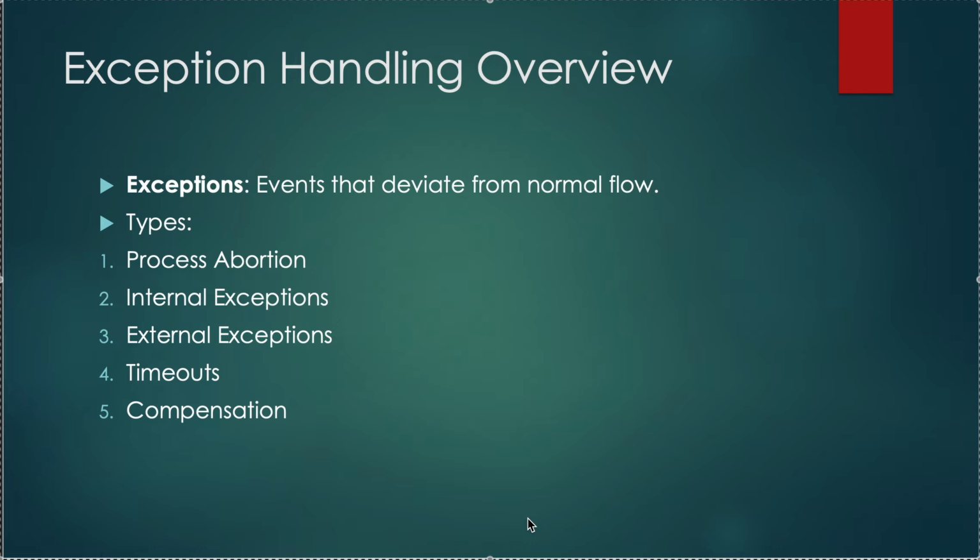Now, let's discuss how to handle exceptions, those rainy day scenarios. Exceptions occur when things don't go as planned. Maybe a payment fails or a product is out of stock. In BPMN, we have multiple ways to handle them: abort the process, catch internal or external errors, handle timeouts, or compensate for previous actions. Let's break these down one by one.